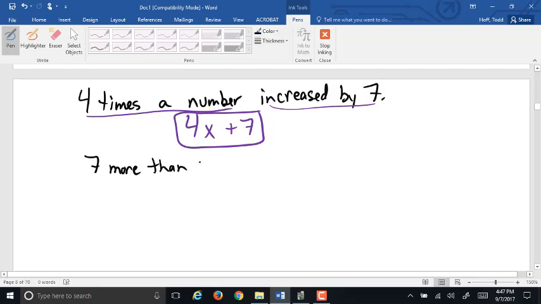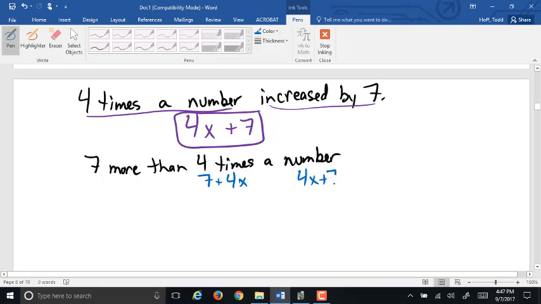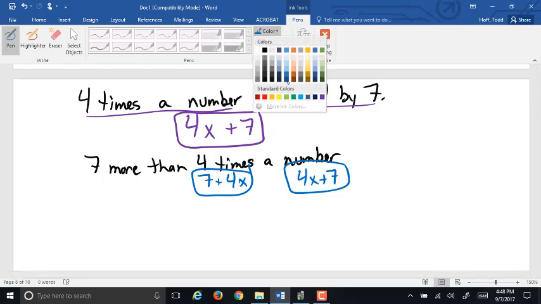Seven more than 4 times a number. What's that going to look like? Nope, 7 plus 4x. Or 7 more than, we could have 7 plus, or we could have 4x plus 7. Either one of those is acceptable. So it's really saying the same thing, just a different way.